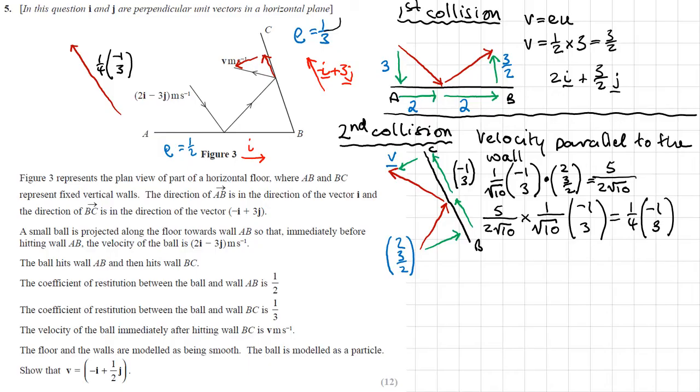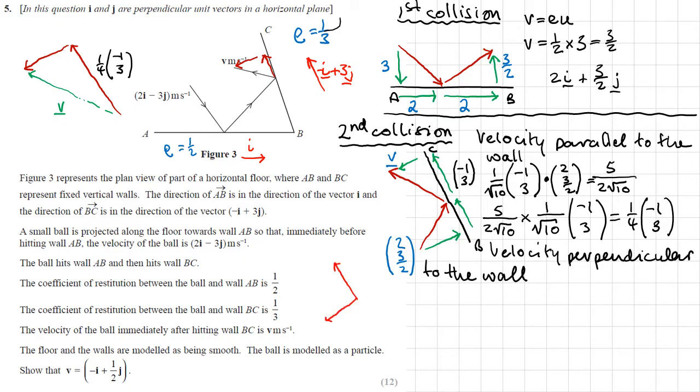So that's going to be this part here. And then once I've got those two vectors, I can just add them up, and that will give me the velocity v. So now I need to look at the velocity which is perpendicular to the wall. Right, so perpendicular to the wall, we need to find a vector which is perpendicular to the wall, which is basically the same direction as the impulse.